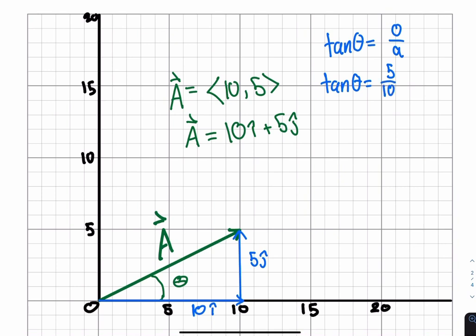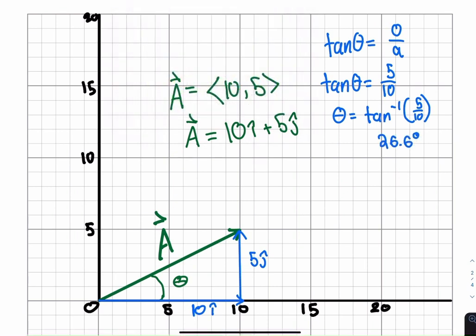This now means that theta is equal to the inverse tangent of 5 over 10. And using a calculator, that comes out to around 26.6 degrees.